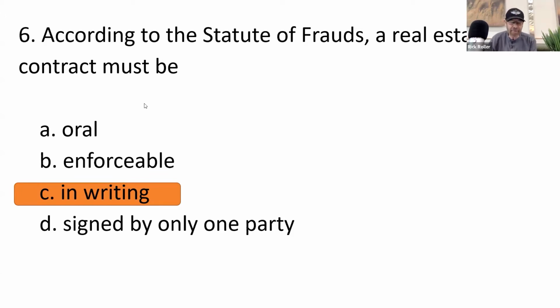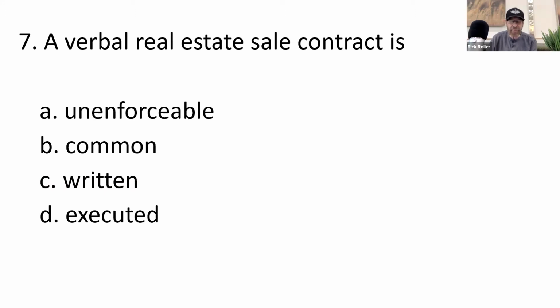Let's go to 7, please. A verbal real estate sales contract is, well, hey, I already gave it away. A, unenforceable. And they're not common. Well, they shouldn't be because they're unenforceable. It leads to all kinds of problems. You can't go before a judge. The judge will throw it out and say, look, you should have put it in writing. So common, no. Written, it says it's verbal. Executed, put up against the wall and shot. Now, obviously number 7 is unenforceable because it's not what? The statute of frauds says it has to be written to be enforceable.